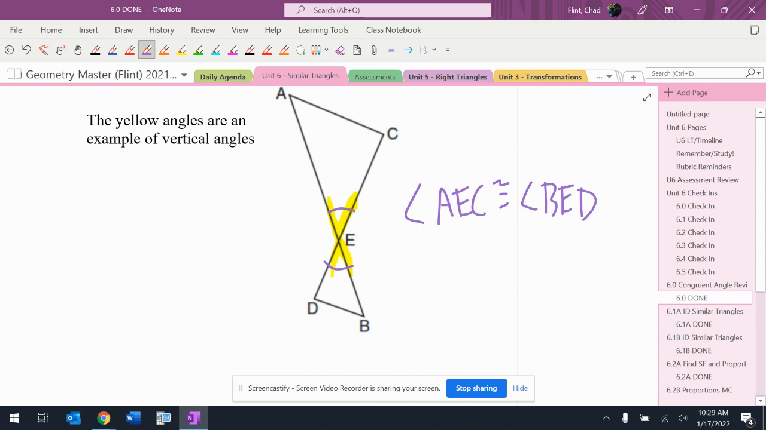Okay, so I have to remember that there's vertical angles, and I can tell they're equal to each other because, again, some of these questions I'm going to have to figure out if the angles are actually equal to each other, and that'll require me to be able to look for something like this.